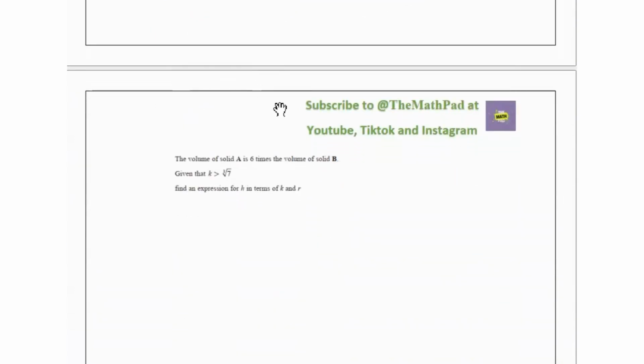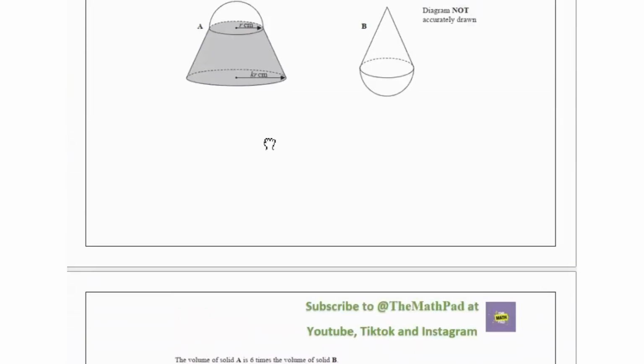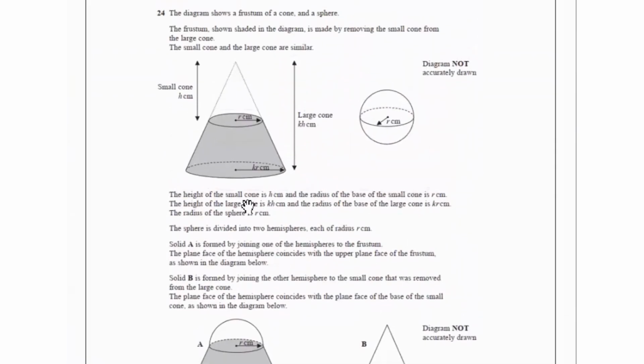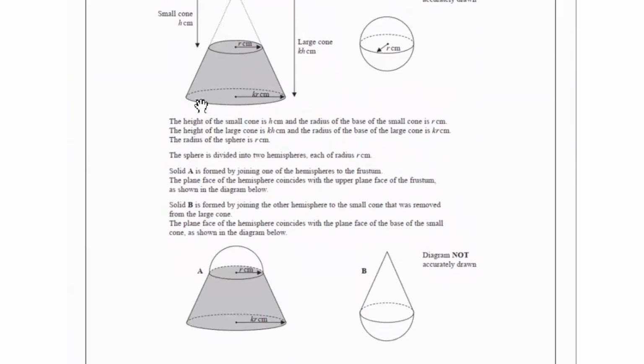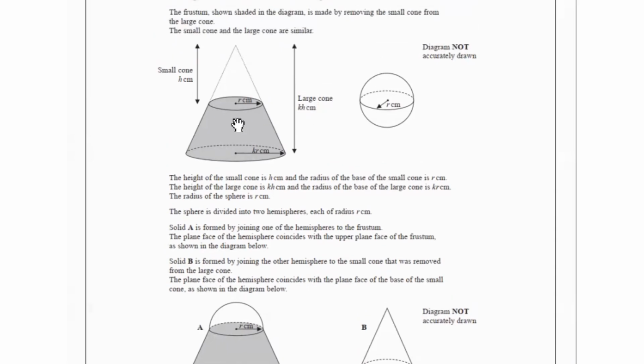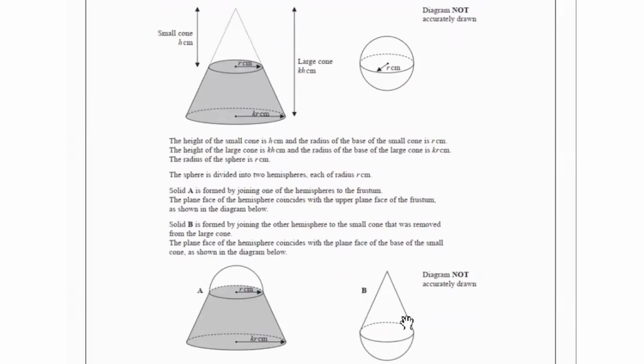The volume of solid A is 6 times the volume of solid B. Given that k is greater than the cube root of 7, find an expression for h in terms of k and r. So we need to find the volume of solid A and solid B first. For solid A, we need the volume of the frustum and the volume of the hemisphere. For the volume of the frustum, we subtract the volume of the small cone from the volume of the larger cone. And for solid B, we add the volume of the small cone to the hemisphere.